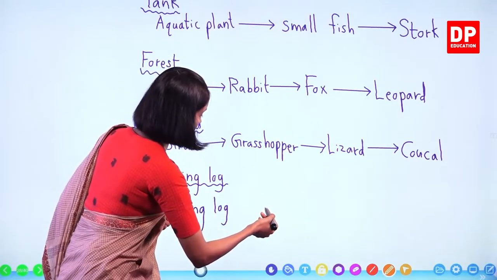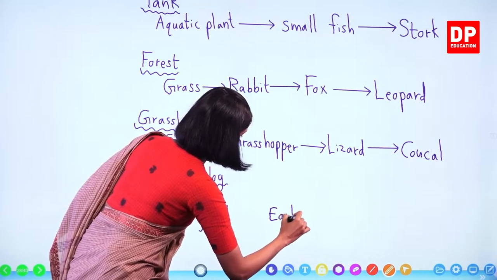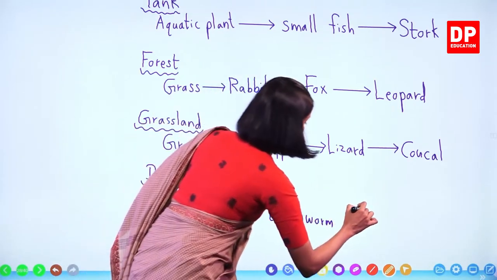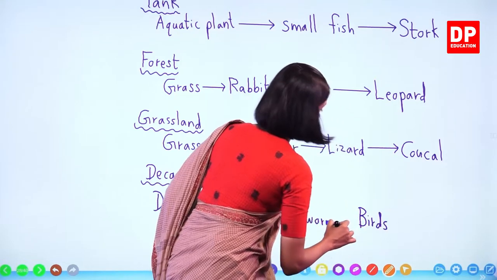So we will write earthworm. Earthworm feeds on this one. And birds feed on earthworms. And fox.